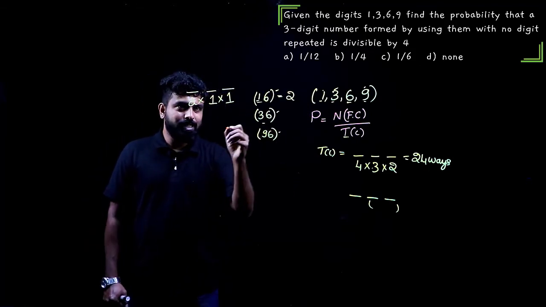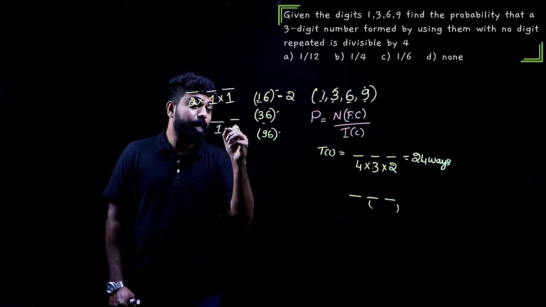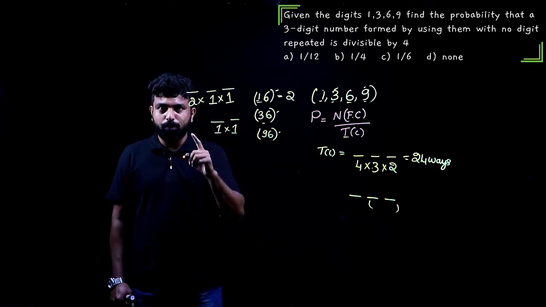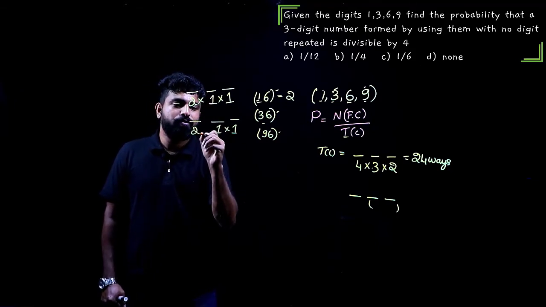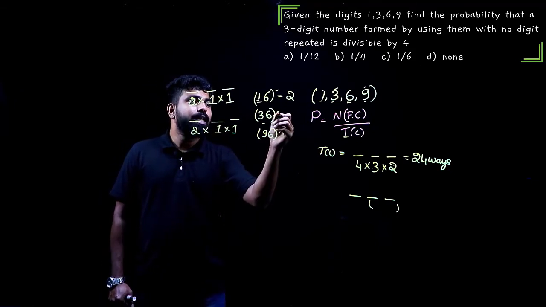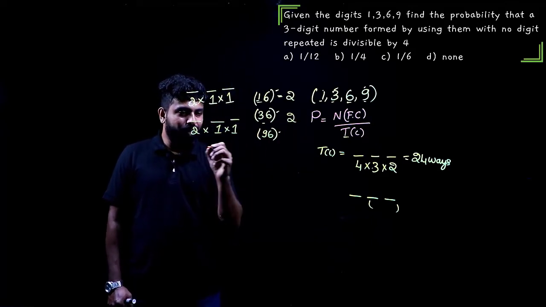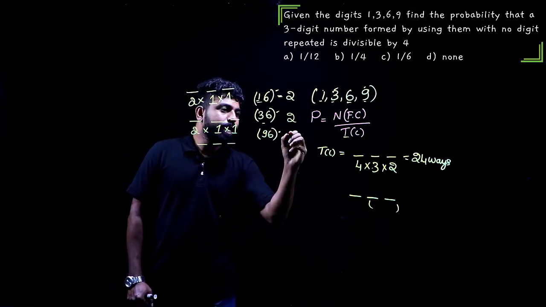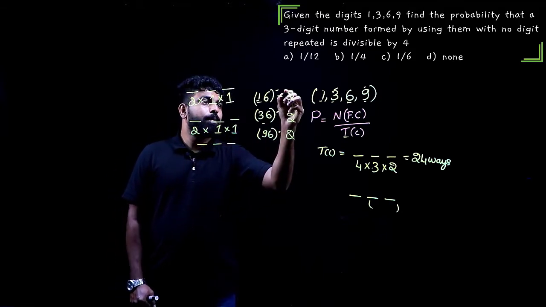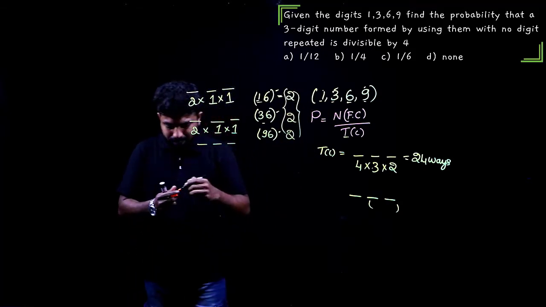So what about my 36? Same way. The units place and tens place can be filled in only 1 way each. So what about my hundreds place? Hundreds place is again 2 different ways. So in this case also I can fill it in 2 different ways. What about my final case here? It will again be 2 different ways. So totally my favorable cases will be 2 plus 2 plus 2, which is nothing but 6.